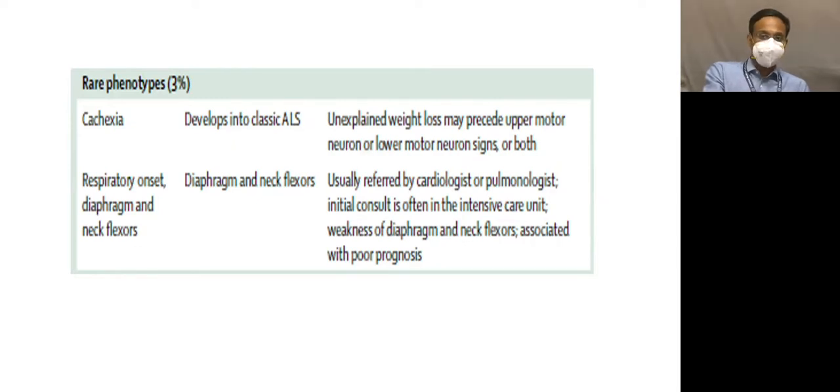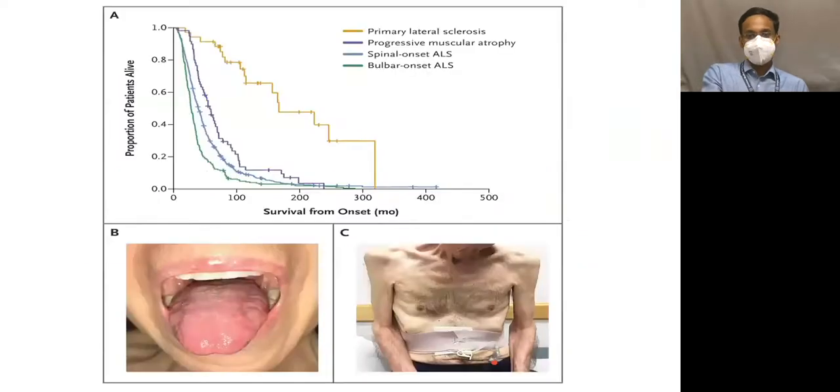And because there is significant orthopnea, they might even land up in the ICU because of respiratory failure, maybe requiring intubation and all that. So maybe our first consult for these patients might be coming from the ICU kind of setting, and these are very rare variants. So why is it important to classify them? Because each of them has a different prognosis.